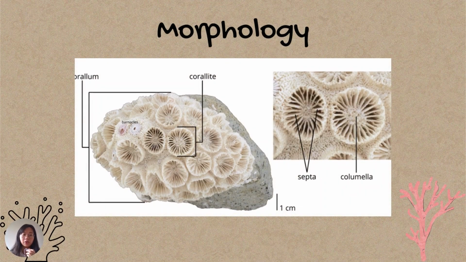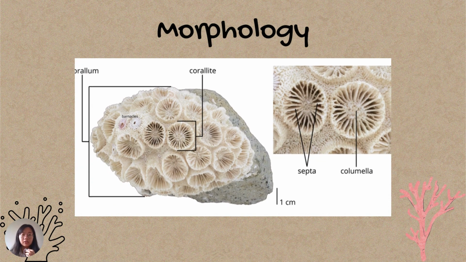Okay, so moving on to the morphology part, Scleractinia corals are morphologically categorized based on the living arrangement, which are solitary, a single polyp, or colonial, numerous individual polyps. A complete colony of colonial coral, which is shown by the figure, is referred to as one corallum, and each single polyp space within the colony is termed as corallite.